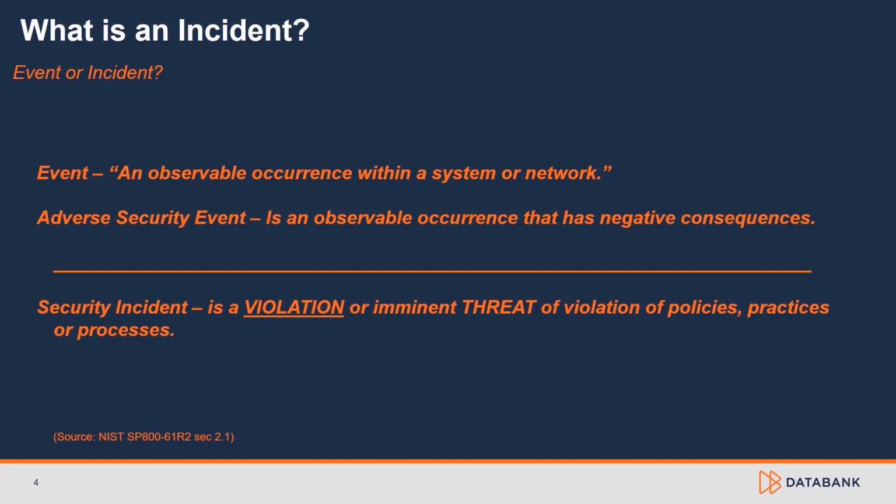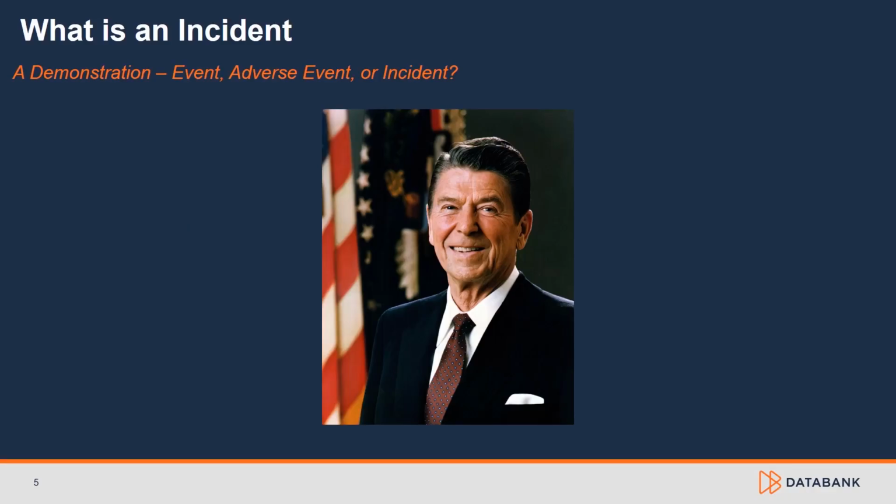Now, what this means is that somebody's being very deliberate, or an action that's occurring is going to cause significant problem within your systems. So what I'd like to do is demonstrate how an event moves from an event status to an adverse event to even potentially moving into a security incident type of scenario through the demonstration of a political clip from President Ronald Reagan from back in the early 1980s.